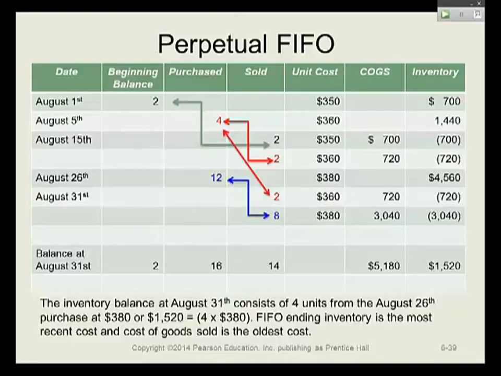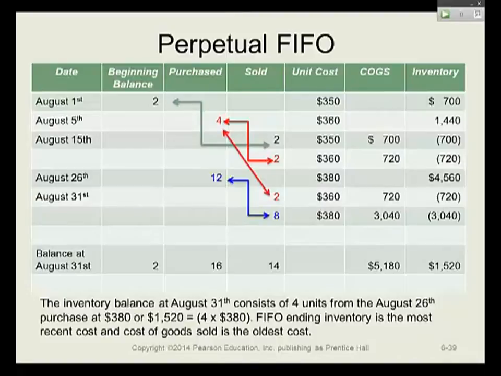So the first two come from the beginning inventory, first in, first out. So when you sell them, that means that 2 units come from first out of the beginning inventory, and then of course the next 2 have to come from the next purchase. So the cost of goods sold in this case is going to be 2 at $350 and 2 at $360. So your cost of goods sold is $1,420 at this point. Now, I'll take some questions in a second.